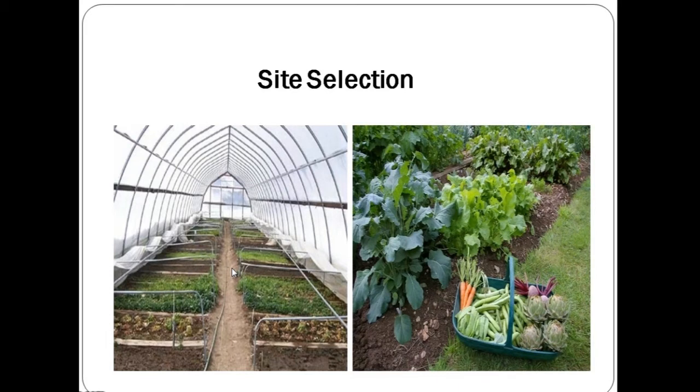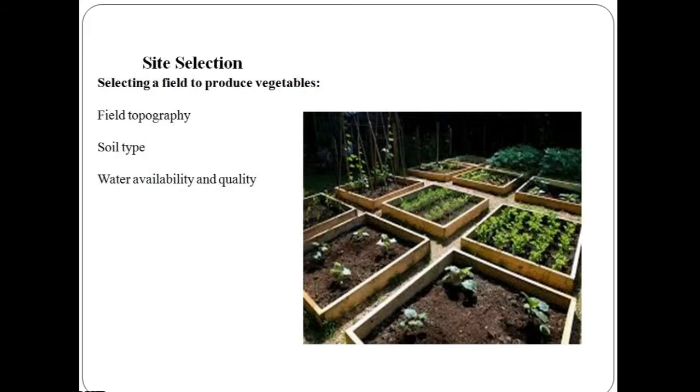Now let us see site selection. Before planting vegetable seeds or seedlings, we need to select an appropriate site. Take location, soil, microclimates and irrigation into consideration as we decide where to place the garden. Minimizing the potential production problems is essential to all farming operations. This is especially true for organic producers. One of the most effective means of reducing potential problems is through proper field site selection. Three points should be considered when selecting a field to produce vegetables: field topography, soil type, and water availability and quality.